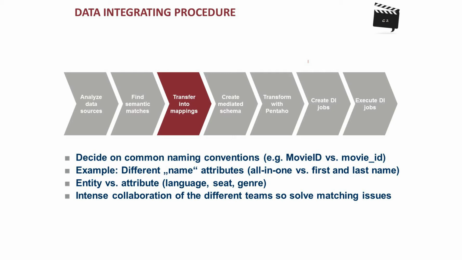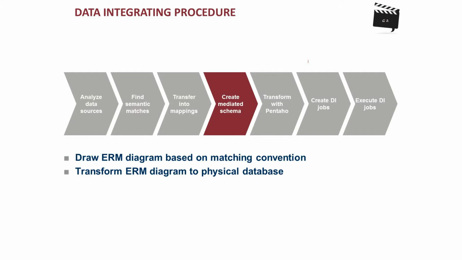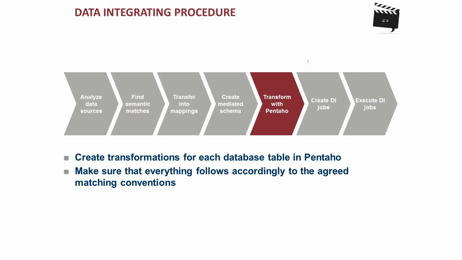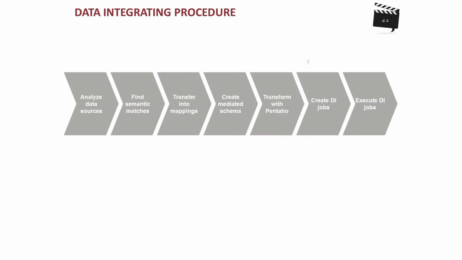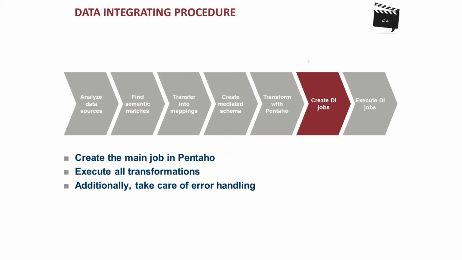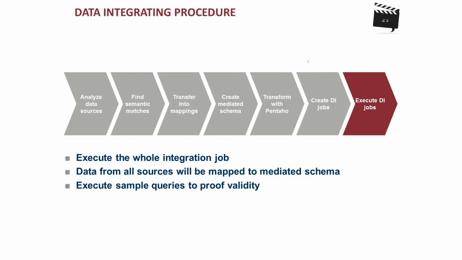Other important decisions at this stage included deciding on attribute and table names, where semantic matches were identified, and also agreeing on a standardized naming convention. After this process, we were able to create our mediated schema, first drawing it as an ERM diagram and later undertaking the physical implementation. From there, we could implement our mappings to build transformations and jobs in Pentaho, with special attention given to ensure error handling was adequately performed. And finally, our Pentaho job could be executed to perform the physical integration.